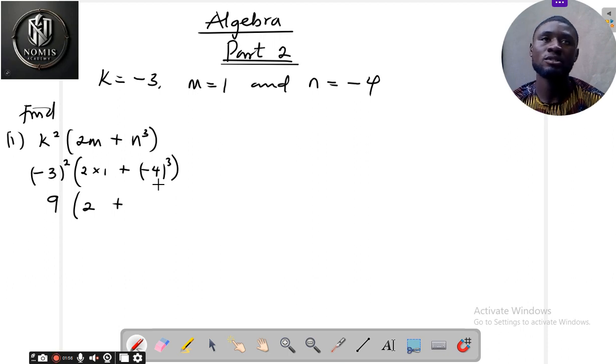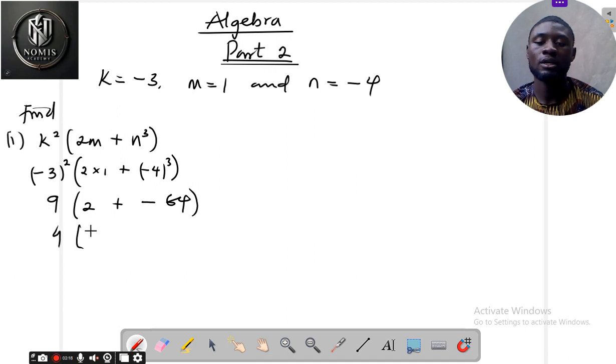Let's deal with the minus that is attached to the 4. Minus times minus will be plus. Now plus times minus will be minus. So our final magnitude will have a negative sign, minus. Now 4 times 4 is 16, and 16 times 4 is 64. So we have minus 64. Now we have 9, open bracket, 2.